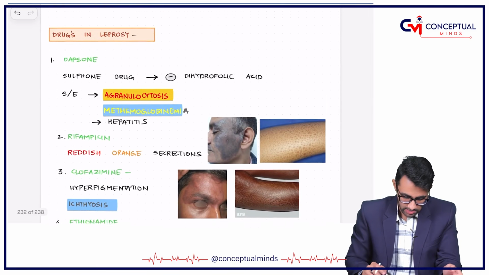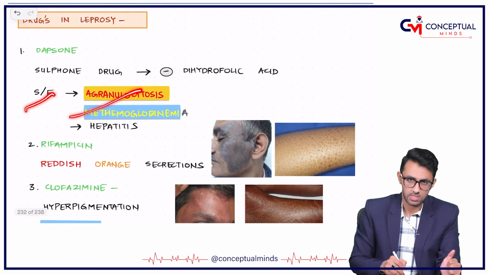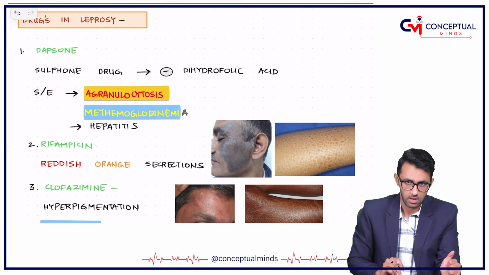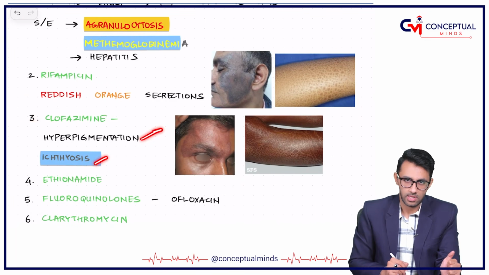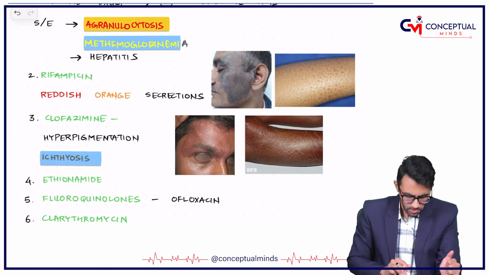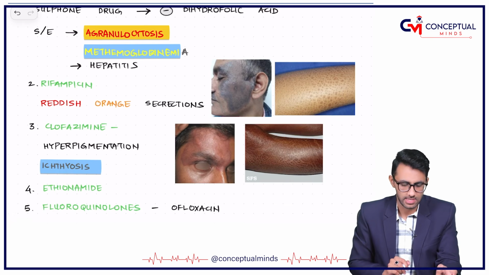About the drugs, let us focus on the side effects. Dapsone has agranulocytosis, some hematological side effects. Clofazimine leads to hyperpigmentation and ichthyosis. Ichthyosis is a fish-like appearance of the skin. And rifampicin causes reddish orange secretions.